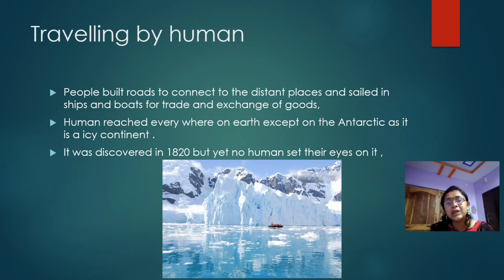They wanted to show their richness. Every nation wants to be the first. So this investigation of human has finally what it did, we'll see. Humans reached everywhere on earth except the Antarctic, as it is an icy continent. So humans have reached every single place of the earth, but what he could not do is reach the Antarctic area. It is an icy continent, you can see in the picture.